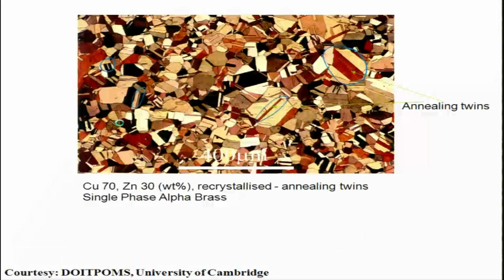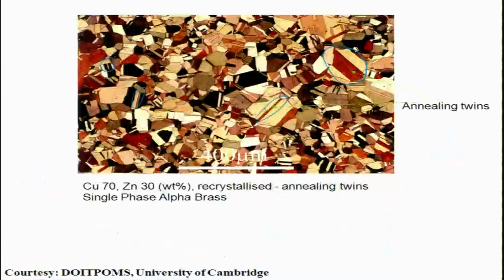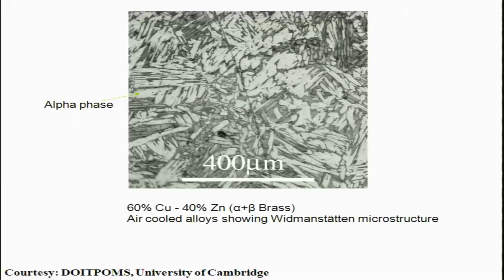So, you start from single phase beta, and as you enter into the two phase region, the alpha phase starts to precipitate out. And when you air cool it, you start forming this alpha phase. These bright plates are of alpha, and these are an interpenetrating plate kind of network, needle kind of network of alpha and beta. So, this could be beta, and these are alpha phases. So, this is an interpenetrating phase network of alpha and beta phases. So, this is the alpha plus beta brass microstructure that you typically see.